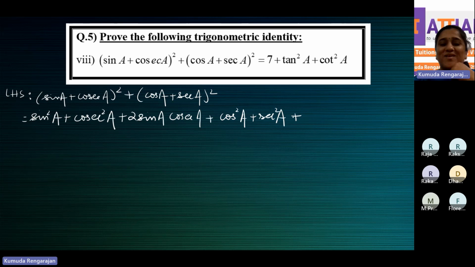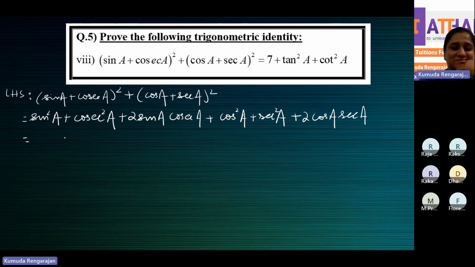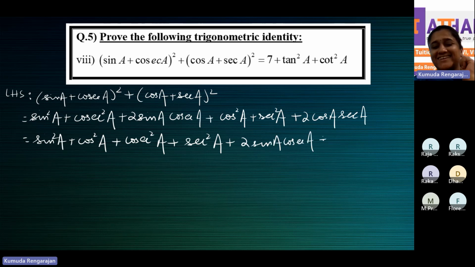Oh, no, I'm not able to write with your speed. Secant A. Correct? Yes. No, slowly. Plus 1 plus 1. No, not one. So we need to rearrange next. Okay, so then sine square A plus cos square A plus cosecant square A plus secant square A plus 2. No, you're racing. Plus 2 cos A secant A.